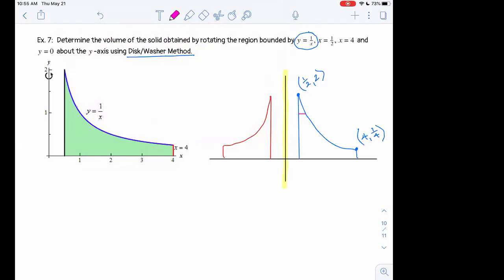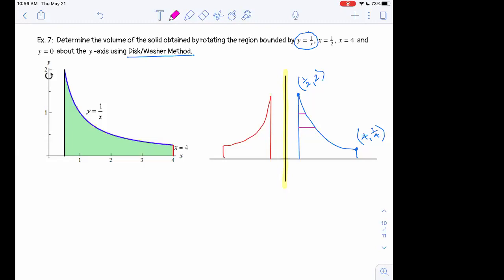Meaning this would be one slice, and this would be another slice. There's an infinite number of other slices. Those are just two representative ones. With the two slices that I've drawn already, let me see if you can answer a few questions. My first question is, does this shape have a hole, or is it solid? Are we using disk method or washer method? Washer. Yeah, we're going to use washer.